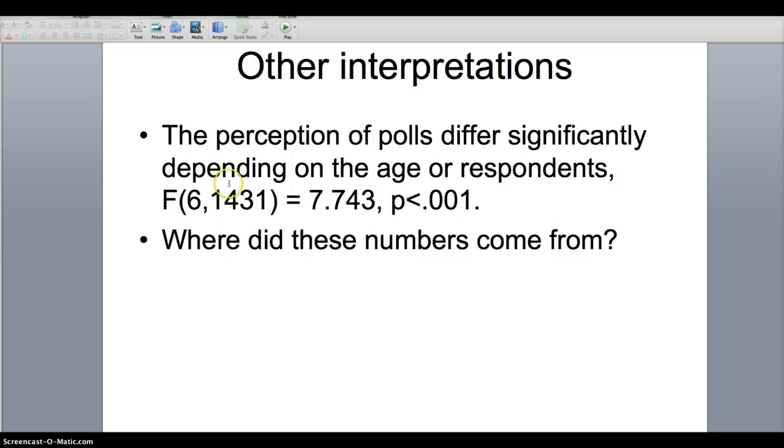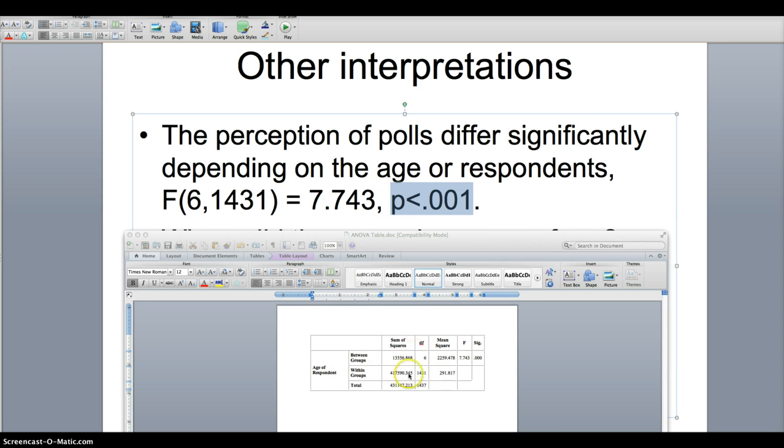Another way that you'll come across the description of these is like this, where it's written out more like a sentence instead of a table. Again, here's the degrees of freedom between the groups, within the groups, the F scores, and the p-values, just like that. So if you look at the example that I gave you in this table, you can determine where these scores came from and how these correspond to this.